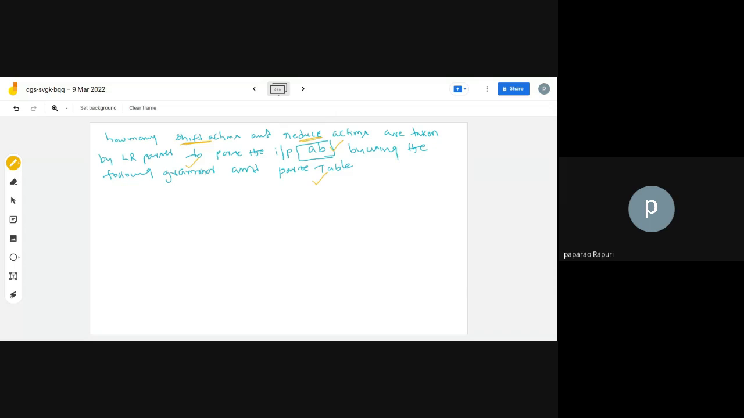Sir, what is the grammar? Right. S derives AB, the same example I am taking. A derives small a and capital B derives small b. And the parse table is given like this.